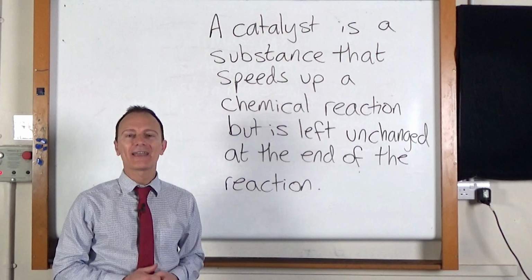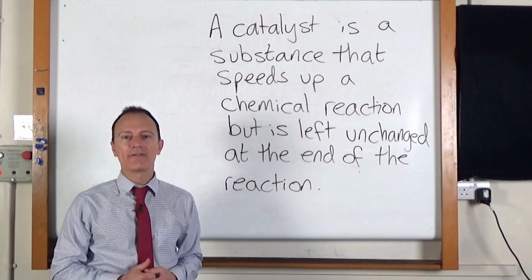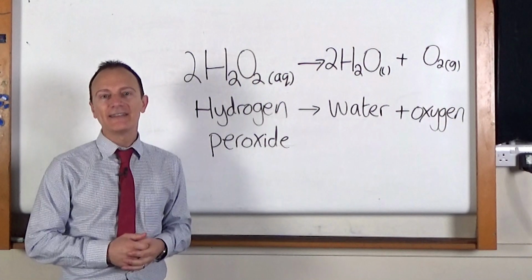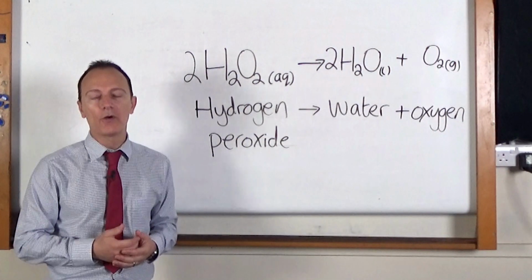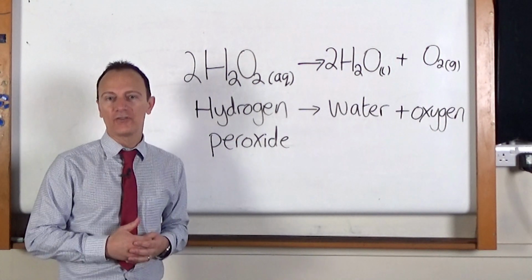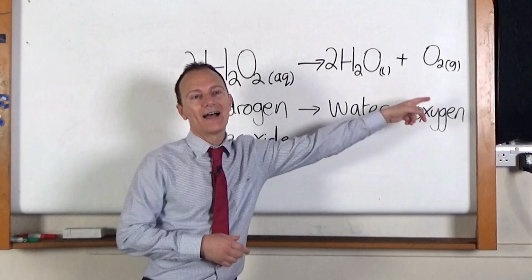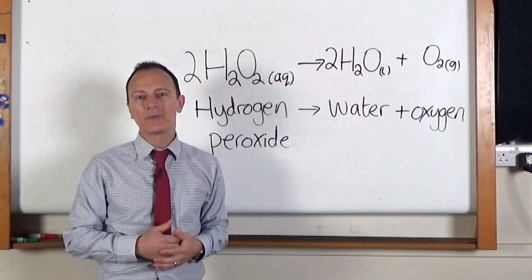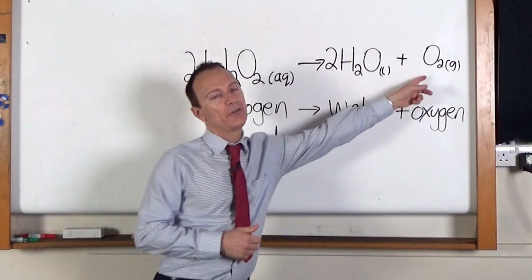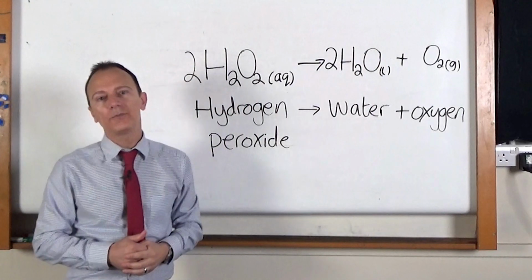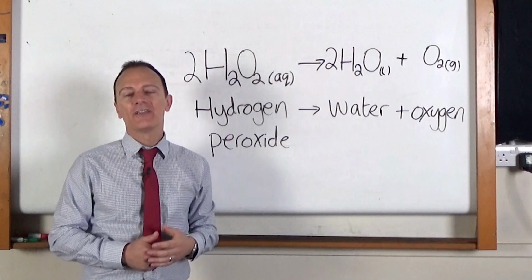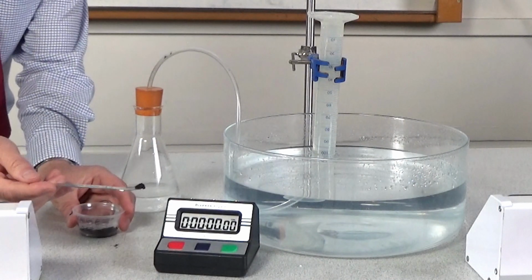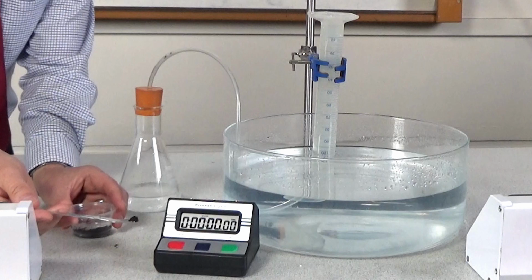Now, I'm going to show you a catalyst in action by looking at the reaction of hydrogen peroxide. Hydrogen peroxide naturally breaks down or decomposes, this is called a decomposition reaction, to form water and oxygen. And that would happen anyway, but the catalyst will just speed up the reaction. And because we're producing a gas, I'm going to use the upturned measuring cylinder to measure the rate of reaction. The catalyst I'm going to use for this is a substance called manganese dioxide.